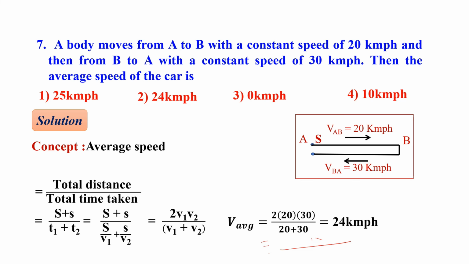2 into 20 into 30 by 20 plus 30, that is 50. 0 and 0 get cancelled. 5 ones are 5, 5 fours are 20. 2 fours are 8, 8 threes are 24. So, average speed is equal to 24 kilometers per hour. Okay. So, which option is correct? Second option is correct.